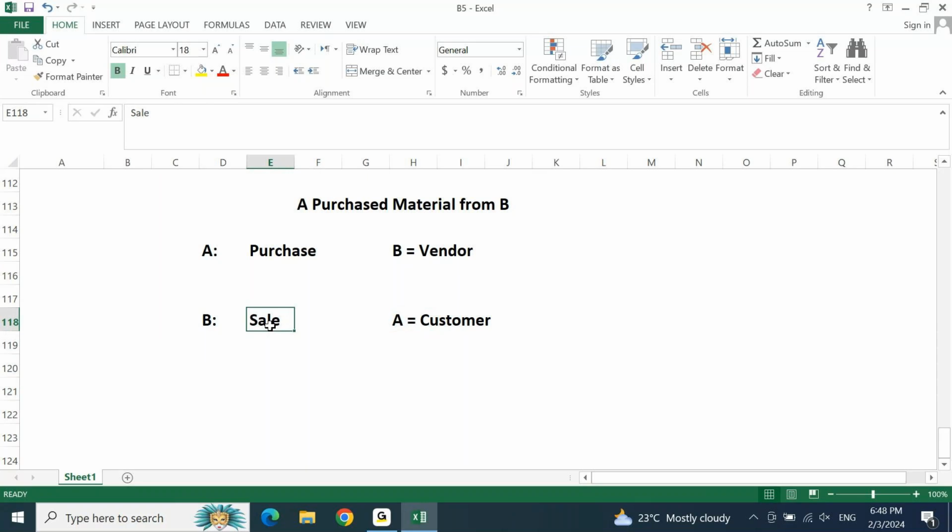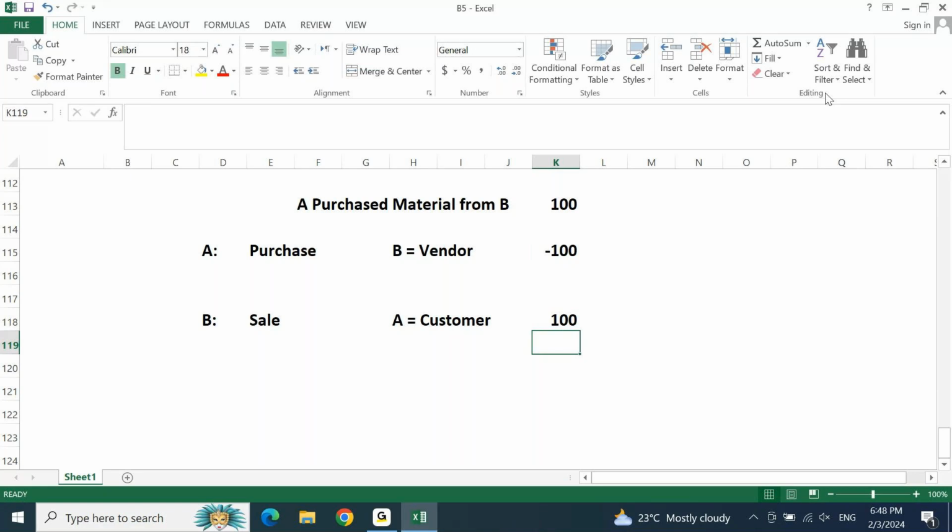Now, what is the accounting impact? What is going to happen? It is the same with the reverse sign. Reverse sign means if I say the value of this transaction is 100, then for A this 100 will be a negative 100, and for B, since it is a sale, this will be a positive 100.